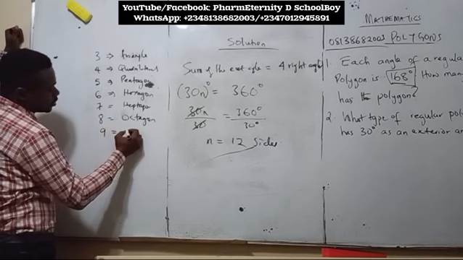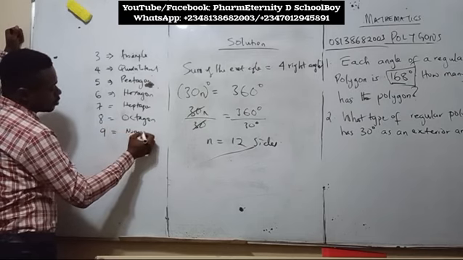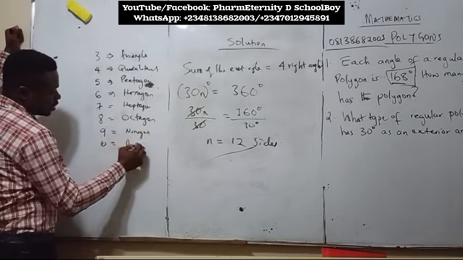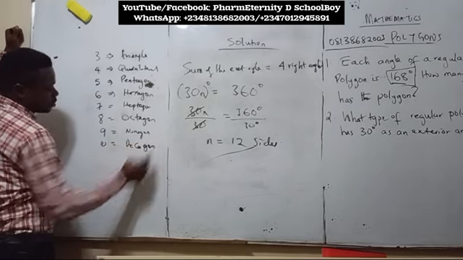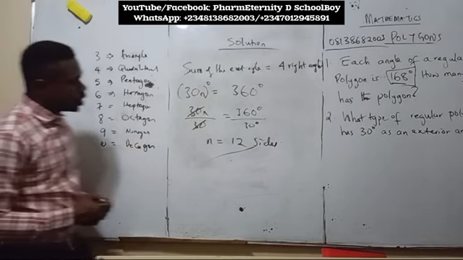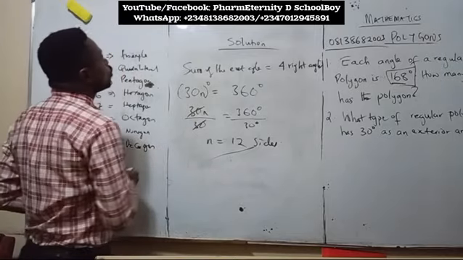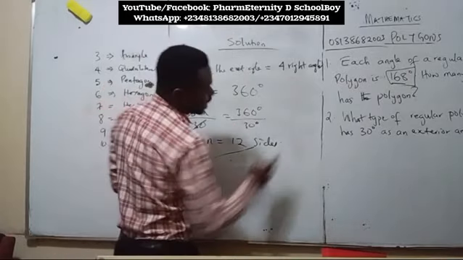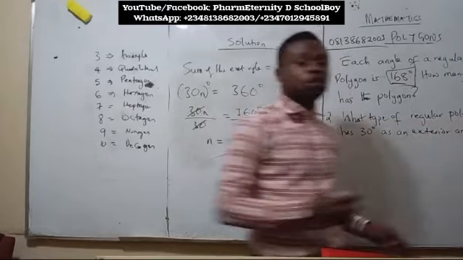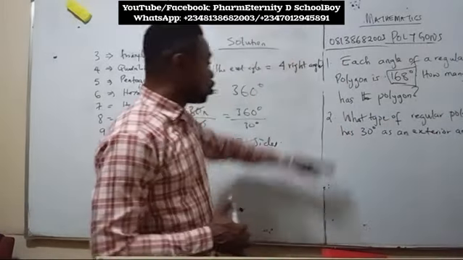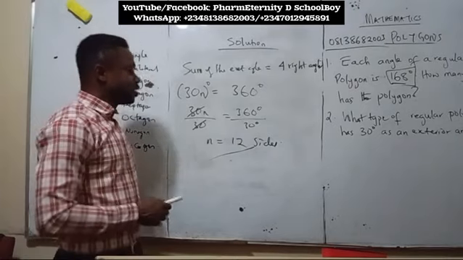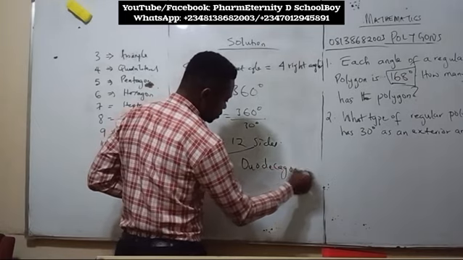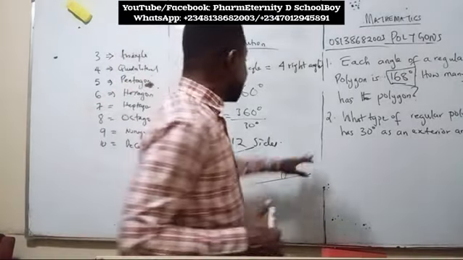9 sides is called nonagon. 10 sides is called decagon, and so on. Now the one with 12 sides is called duodecagon. So let's stop here for now. This is 12 sides, and the type of polygon is duodecagon. That's the name. So this is the answer to question number 2.